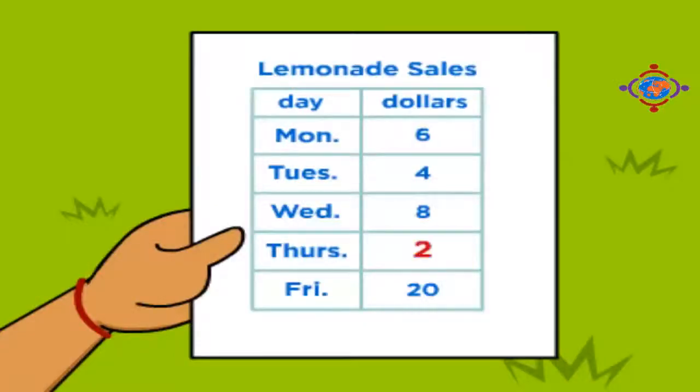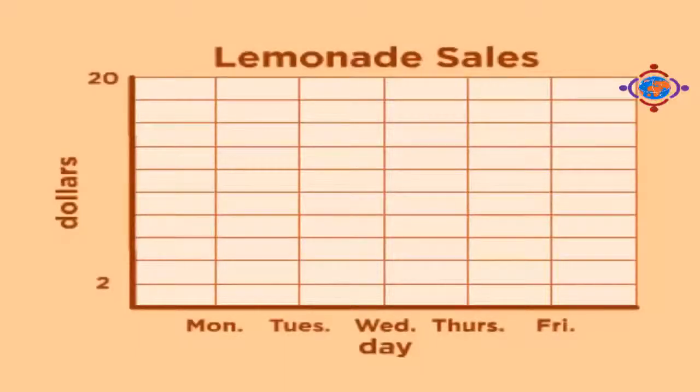You need to show $2 and $20 on the same graph. You should probably use a scale that goes up by 2s. Remember, you write a 0 in the place where the x-axis and y-axis meet. Do not write the 0 above it.